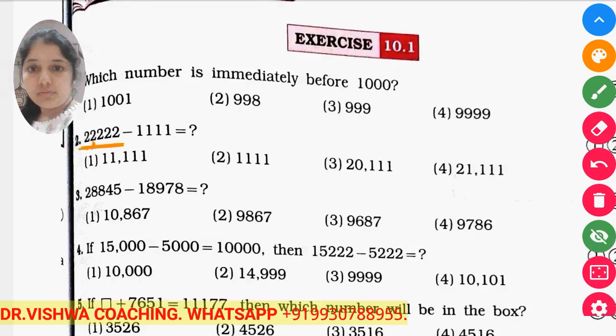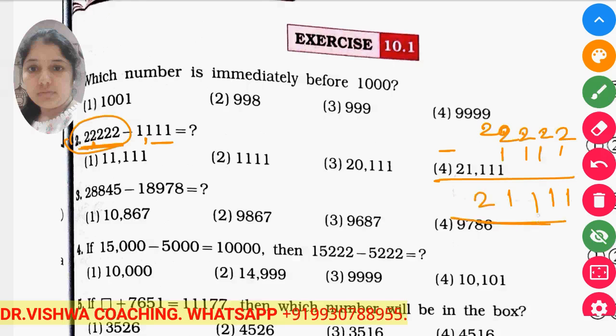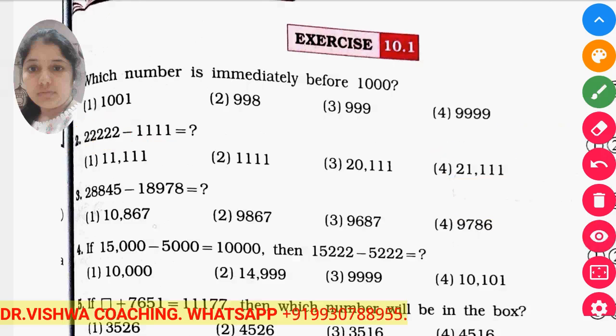Now you have to add 22,222. No, you have to subtract 1111 from this 22,222. So it is a simple subtraction. You all can subtract, but I will just show you. 22,222 minus 1,111. 2 minus 1 is 1, 2 minus 1 is 1, 2 minus 1 is 1, 2 minus 1 is 1, 2 as it is. So my answer is 21,111.